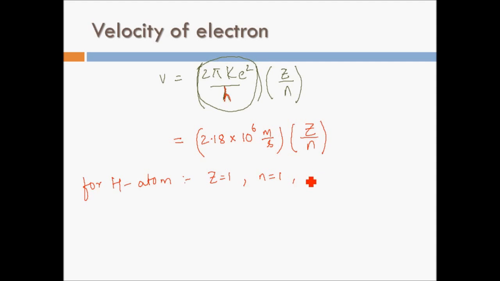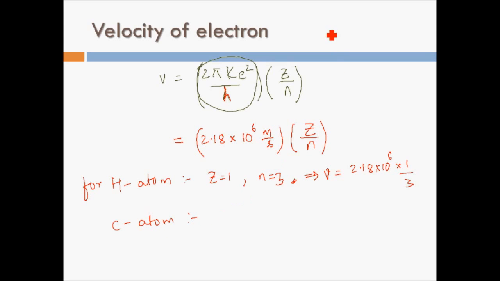If you want to calculate velocity of, say, third orbit, in that case I'll put n is equal to 3, and I can calculate the velocity as v equals 2.18 into 10 to the power 6 meter per second multiplied with 1 divided by 3. Similarly, you can also calculate velocity for, say, carbon atom. Sorry, the velocity of electron present in the carbon atom.